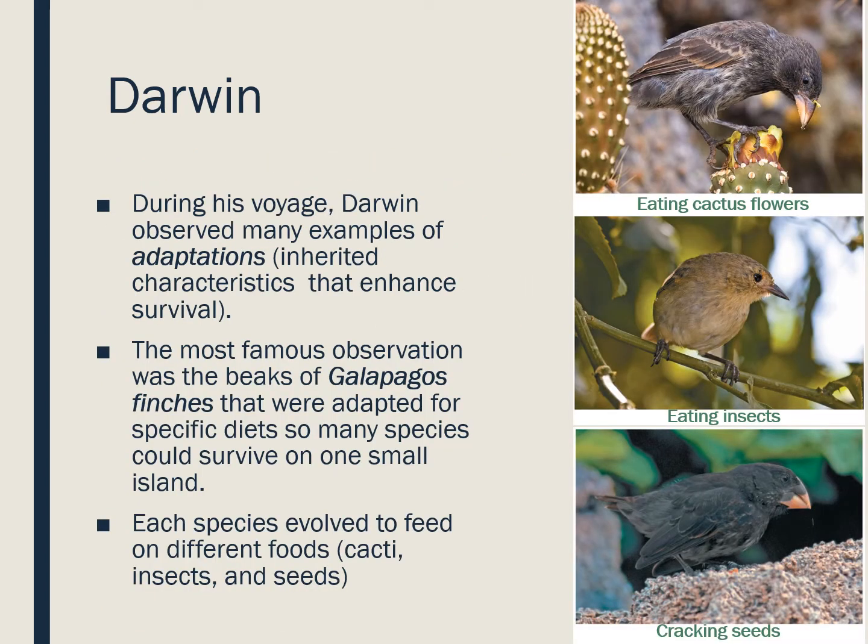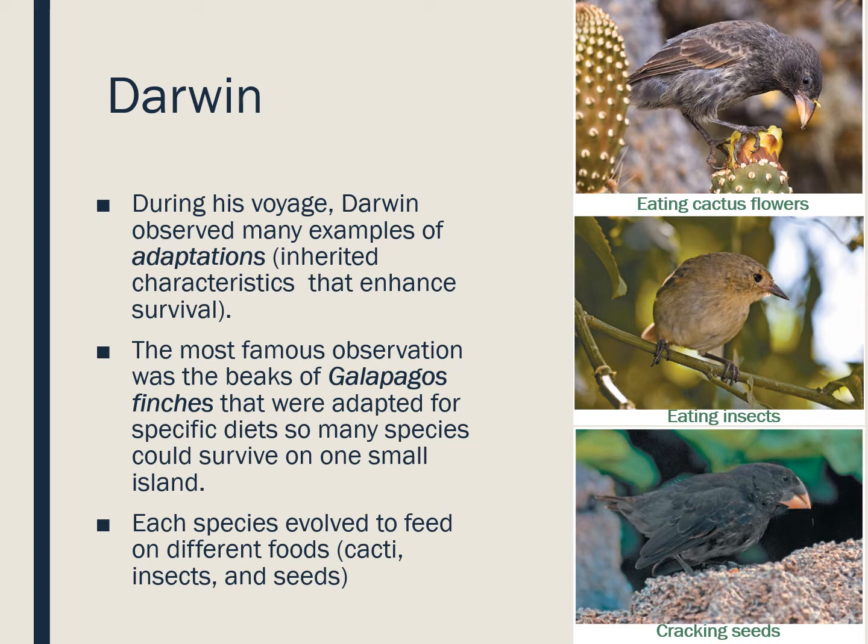All right, I assumed we were going to get into them. So during his voyage, Darwin observed many examples of adaptations, inherited characteristics that develop with survival. The most famous observation was the beaks of the Galapagos finches that were adapted for specific diets, so many species could survive on one small island. Each species evolved to feed on different foods.